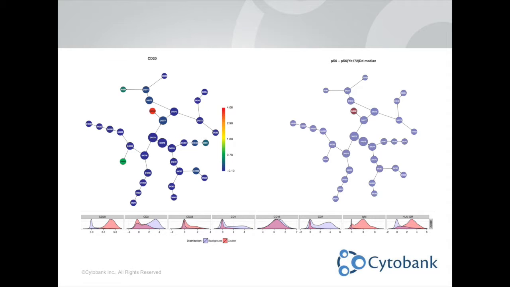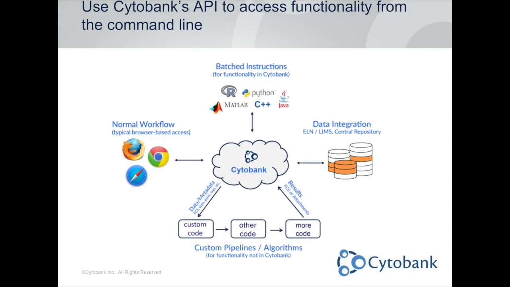So it's a great way to say, all right, given this data, what changes between my groups? In addition to our advanced analysis algorithms, we also have an API which lets you access functionality from the command line. So this is geared more towards computational biologists or bioinformaticians. However, we don't want to scare anyone away. It's actually a very powerful tool for using Cytobank without accessing Cytobank through the browser like a normal user would.